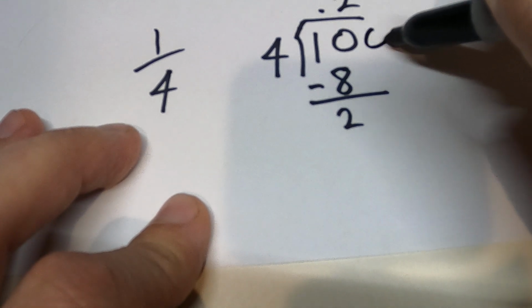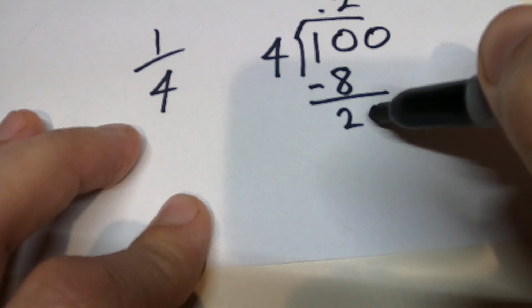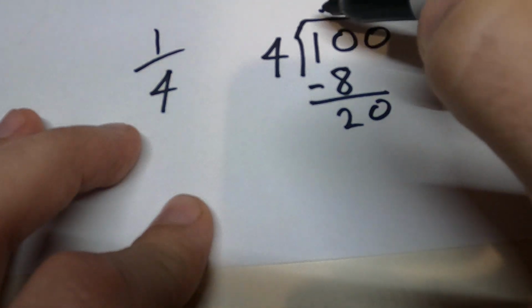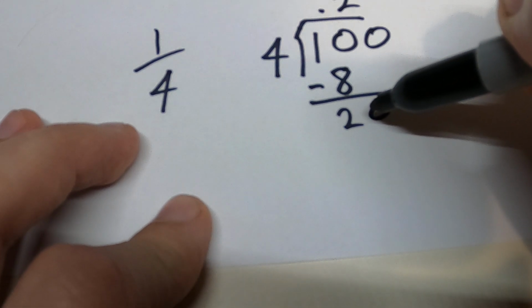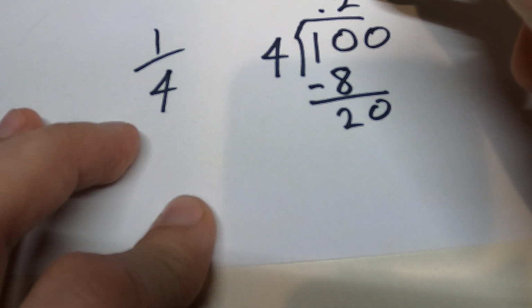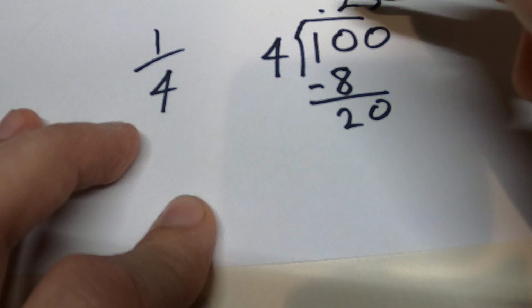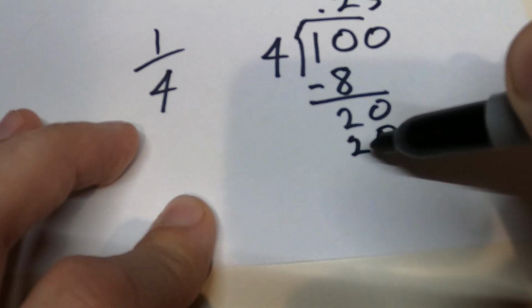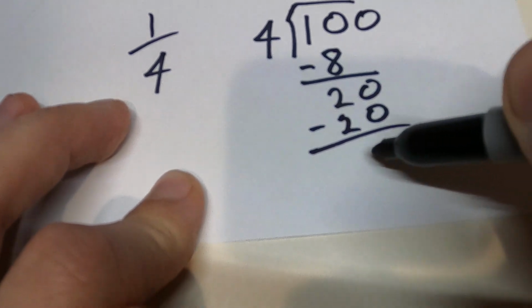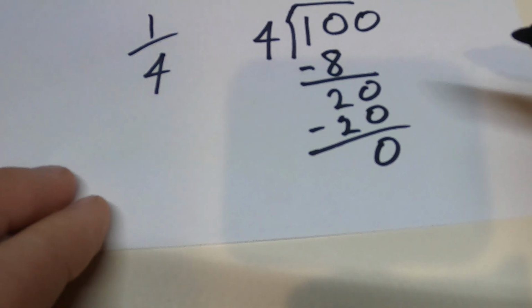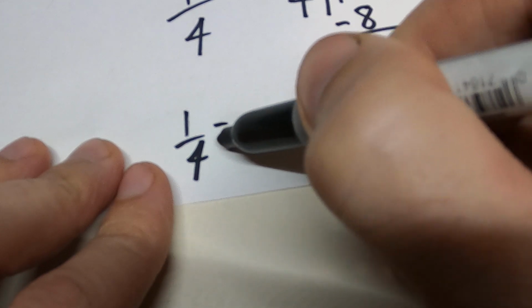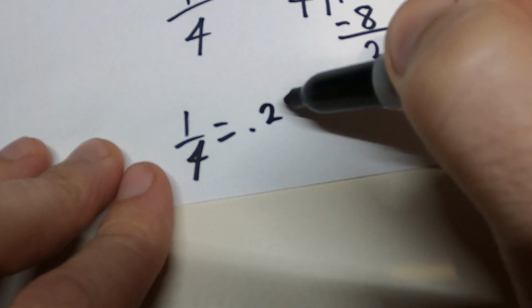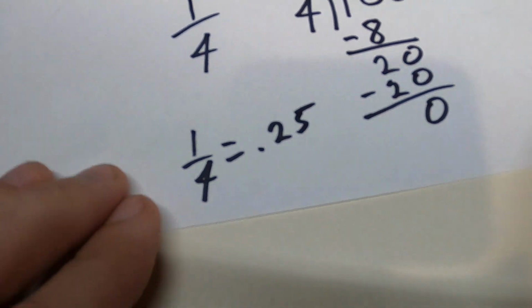I'm going to go ahead and add another 0 here, bring it down, or our 20, and 4 can go into 20 5 times. So we add our 5, 5 times 4 is 20, subtract that, and we have nothing left over. So our 1/4 is the same as 0.25. Grab a fresh sheet of paper.